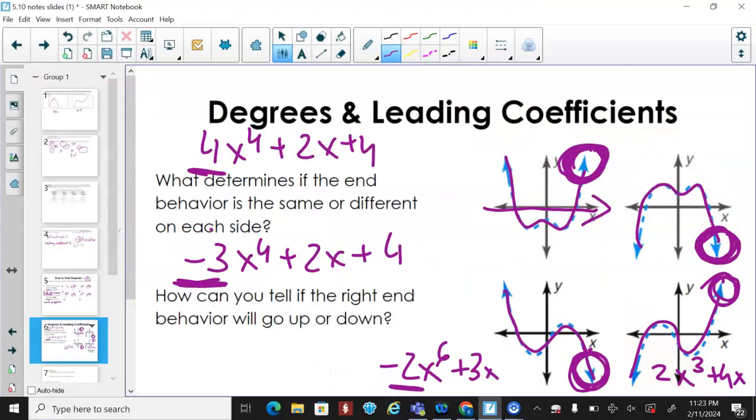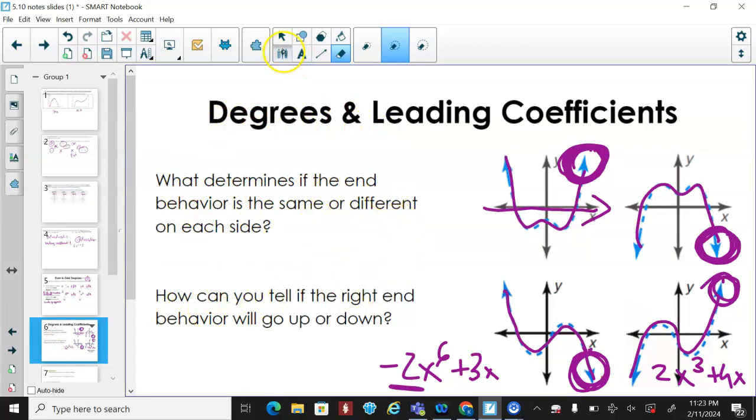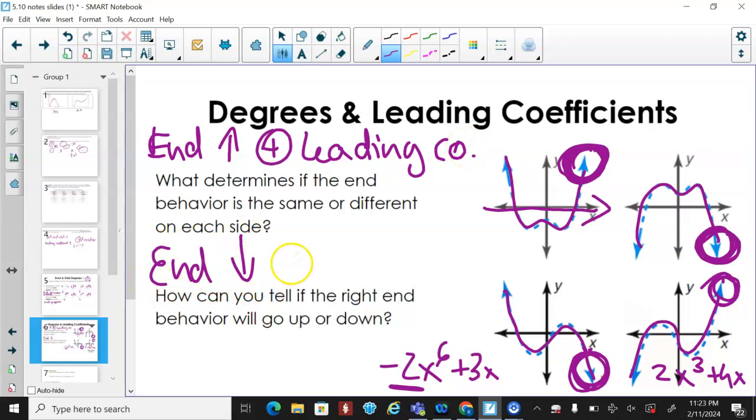Let me erase this very quick so I can write that out for you. So again, we said if the end goes up, that's a positive leading coefficient. If the end goes down, that's a negative leading coefficient.